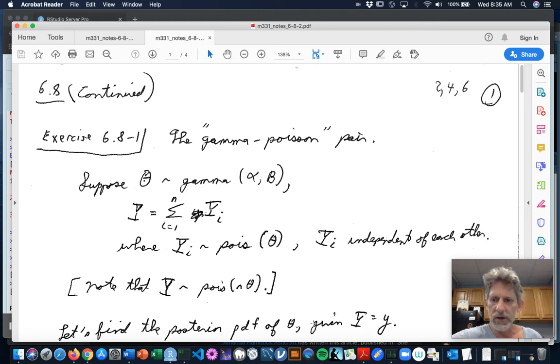Everybody, Dr. White here, continuing our discussion of Bayesian estimation. Going to do exercise number 1, where we get introduced to another conjugate pair, the gamma-Poisson pair.